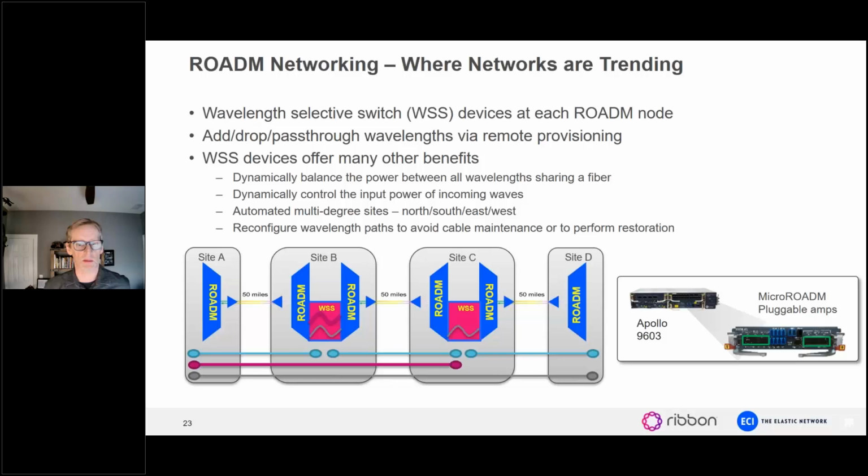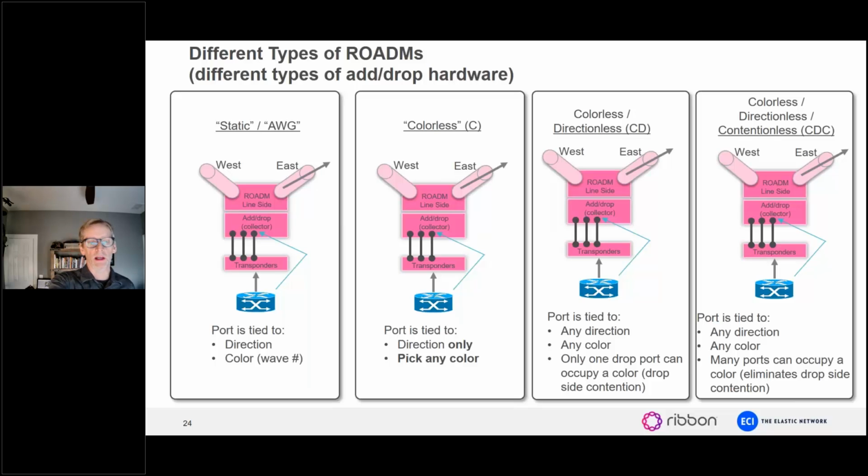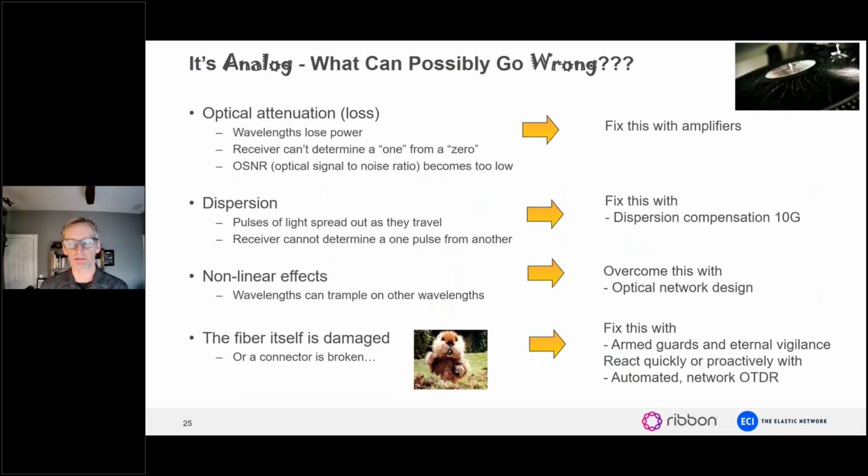The ROADM system that I showed you here is with a pluggable micro ROADM. That's the ROADM line side in these pictures here. And then we offer you a choice of add/drop colorless options for how you want to trade off flexibility for cost. Okay? Whew. That was a lot. Glad you're hanging with me this morning.